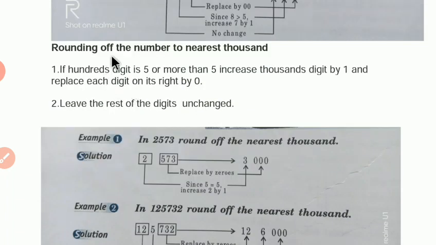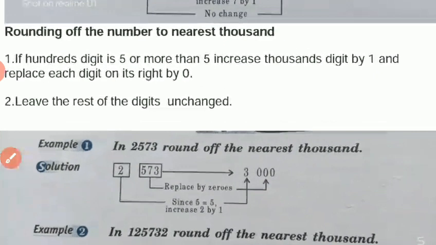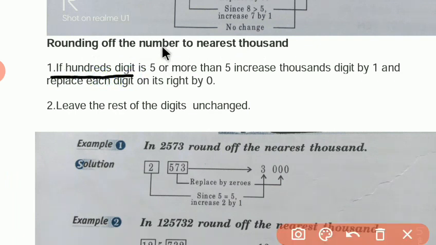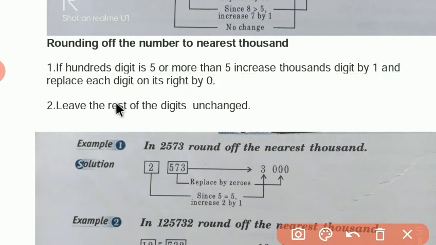Now the last topic, we will see how to round off to the nearest 1000. So, rounding of a number to the nearest 1000. The rule will be the same for all. For 1000 we have to see the hundreds digit. If the hundreds digit is 5 or more than 5, increase the thousands digit by 1 and replace each digit on its right by 0, and you have to leave the rest of the digits unchanged.